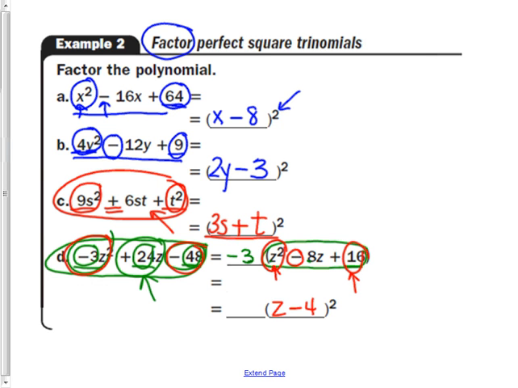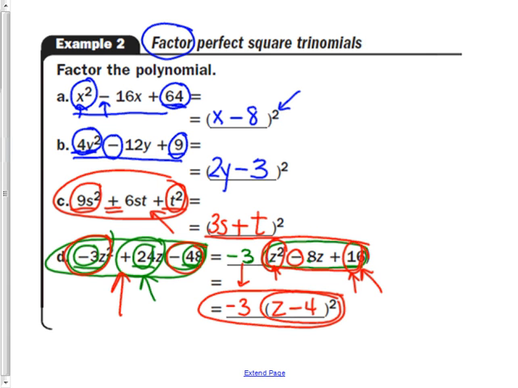Now the -3 is also a factor of the original trinomial. So the final factorization of this trinomial is this expression. If I squared z minus 4, I would get back to this. If I multiplied this by -3, I would get back to my original trinomial. So this is the complete factorization of the trinomial for example D.